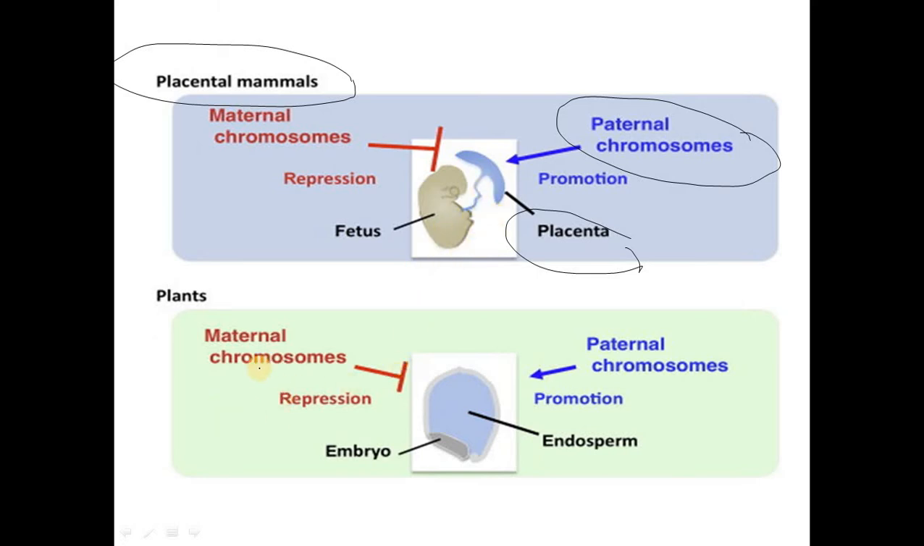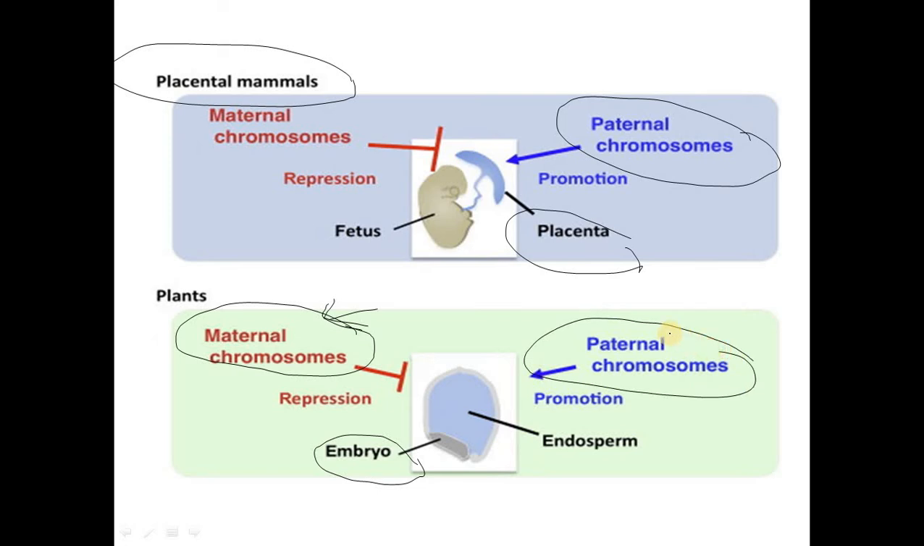And in the case of a plant, if the chromosomes are maternal, that is from the mother, they repress the formation of the embryo. And if they are from the father, the paternal chromosome, they promote endosperm formation. So this is again how the chromosomes, whether they originate from the mother or from the father, help in the development of the embryo as well as the endosperm and the seed.